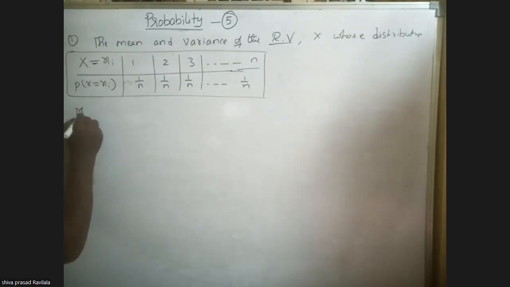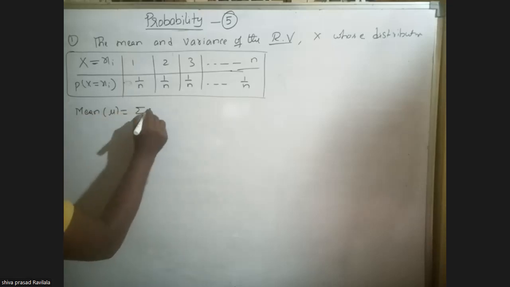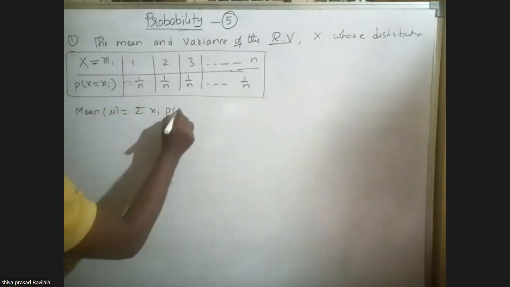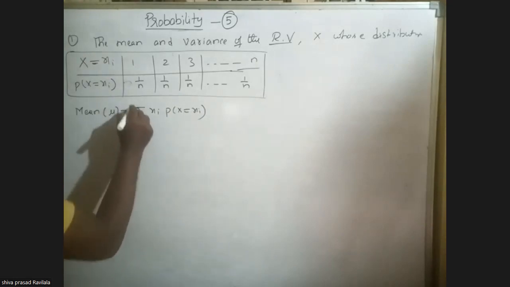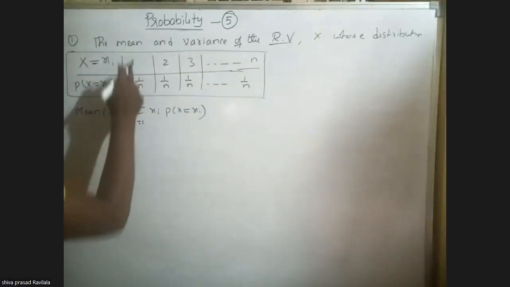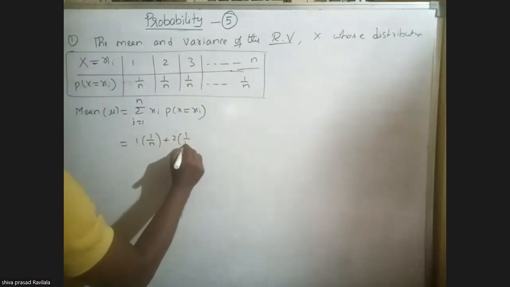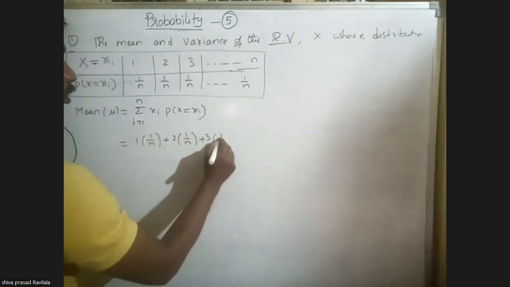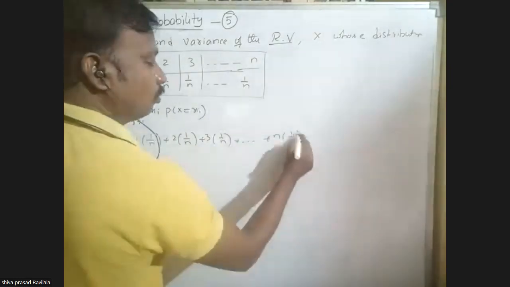In random variable, the first formula is mean mu is equal to summation of Xi into probability of X is equal to Xi, where i is equal to 1 to N. You can write it like this also. First observation into probability: 1 into 1 by N, and second one, 2 into 1 by N, third one, 3 into 1 by N, plus so on, plus N into 1 by N.